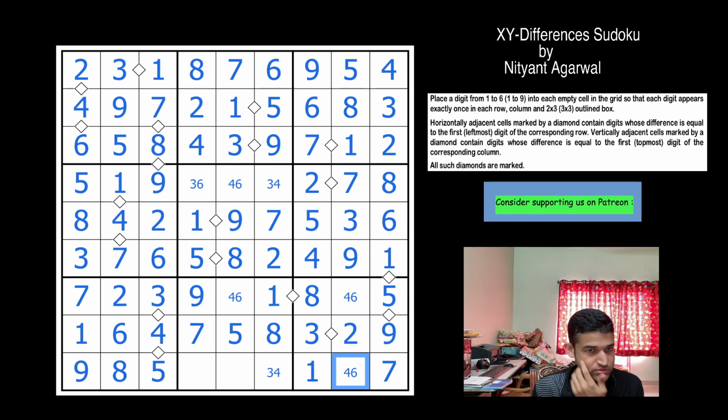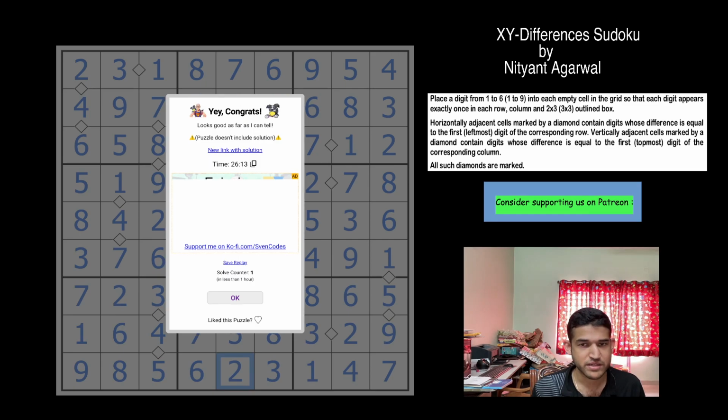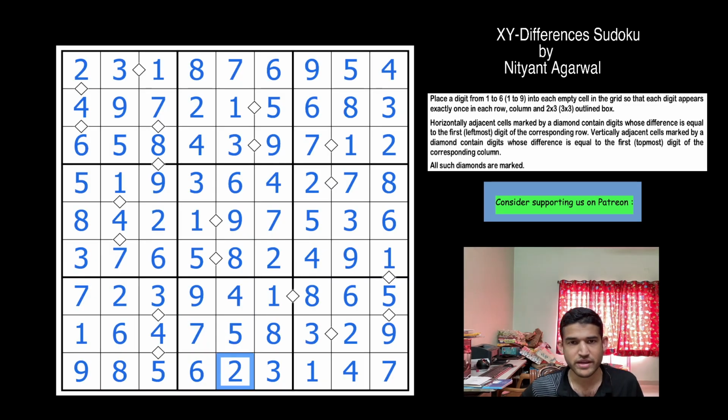Let me see now. 6 is in here. So this cannot be 9, 3. That's a 4, 6, 3, 6, 4, 4, 6, and 2. And with that, we have completed this really wonderful Sudoku by Nityant.